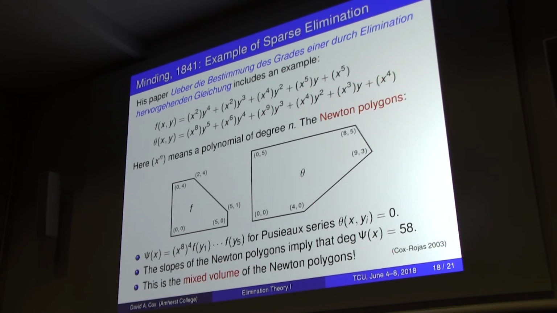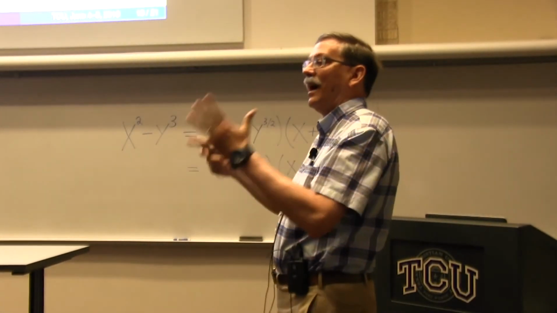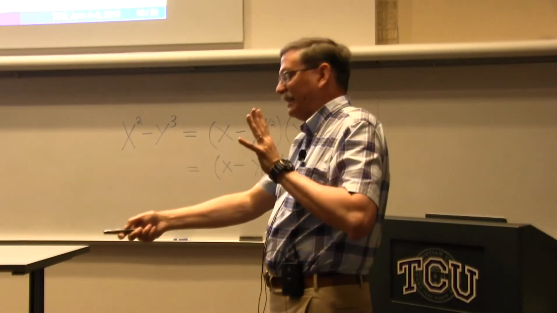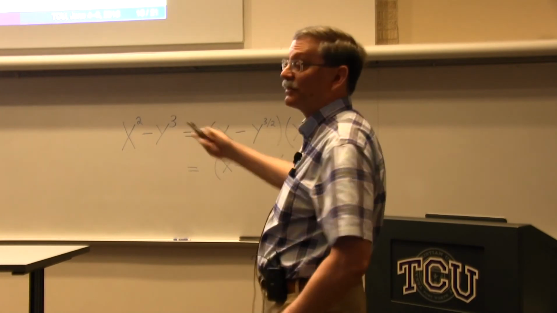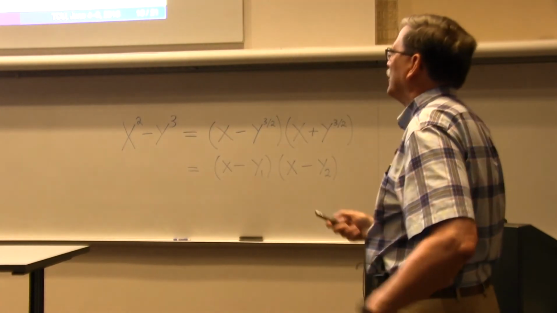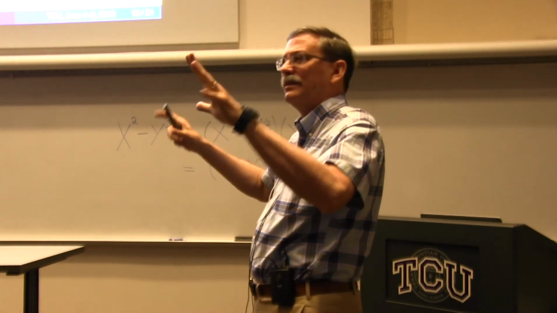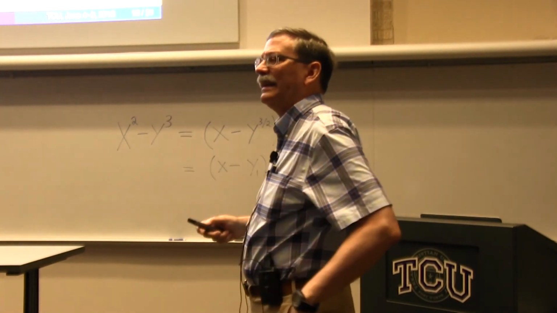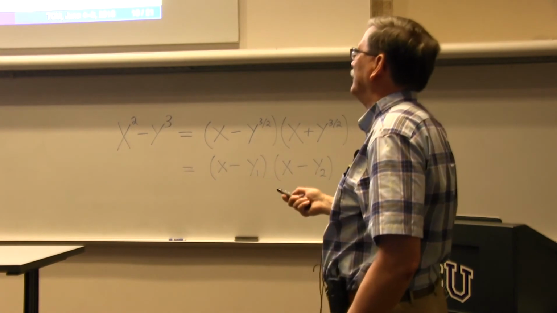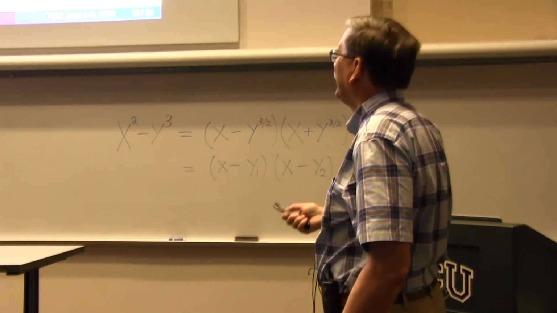And this is something that Maurice Rojas and I worked out in 2003, because we did a translation of Minding's paper into English, and then did a commentary showing how Minding's result really does turn into a mixed volume computation. And so it's clear that, besides the big emphasis on the dense resultant, there were other things percolating in the 19th century that were certainly worthy of thinking about.